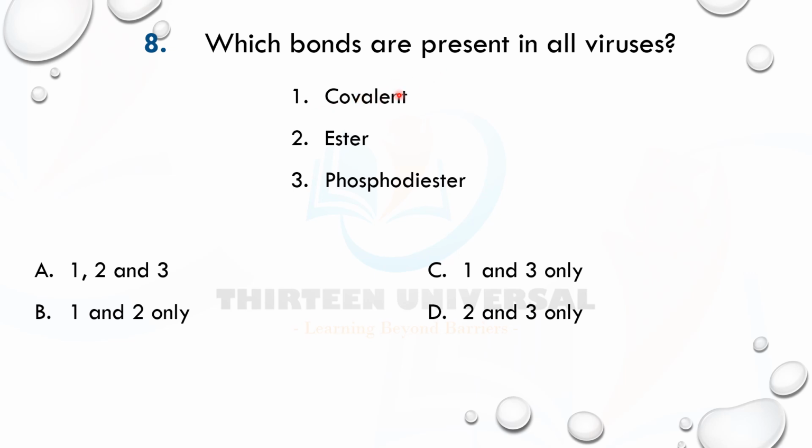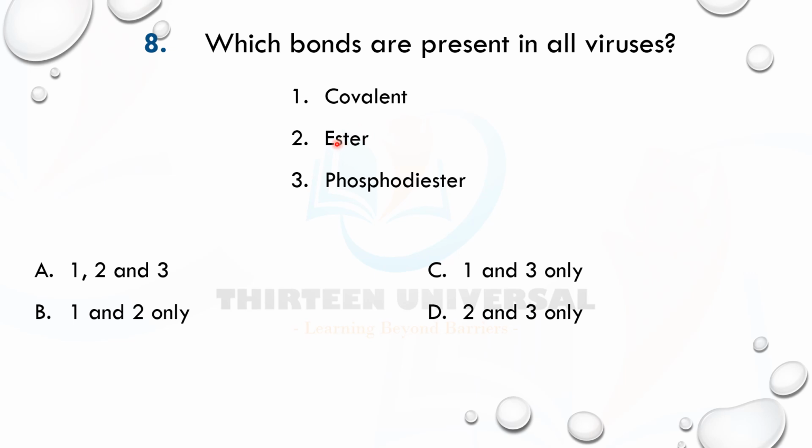You know that viruses have protein. They have a protein coat, the capsid, with DNA or RNA inside. Proteins contain peptide bonds. Peptide bonds are covalent, right? Not all viruses have lipids, which they take up from their host cell.